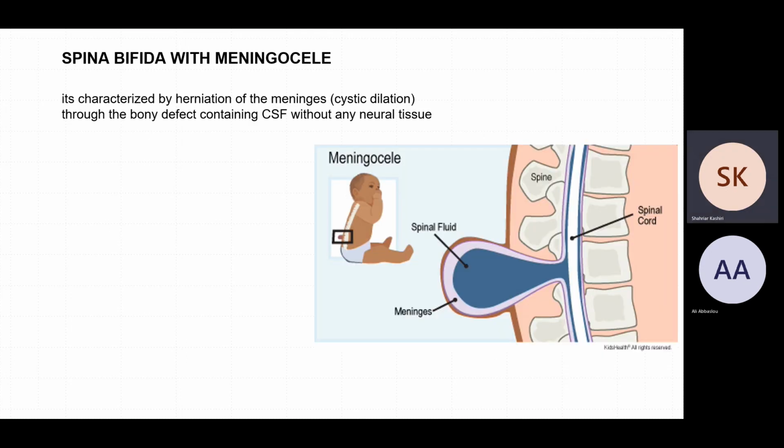Next, we have spina bifida with meningocele. It's the simplest and mildest form of open spina bifida. It is characterized by herniation or cystic dilation of meninges carrying cerebrospinal fluid through the bony defect, but no neural tissue is involved.